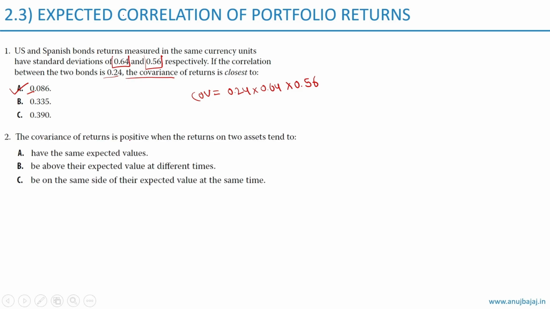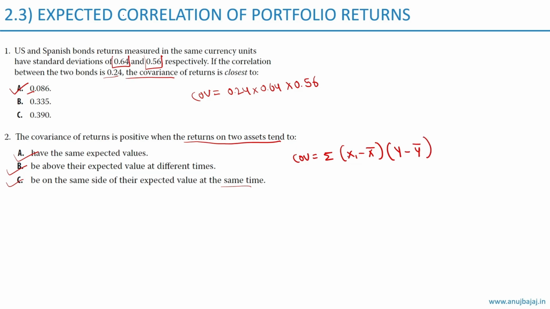The covariance of return is positive when the returns on two assets tend to be above their expected value at the same times, or on the same side of their expected value at the same time. If you remember the formula of covariance, it equals the summation of variable x's return minus the sample mean of variable x, multiplied by the second variable, say y, minus the sample mean return of variable y.